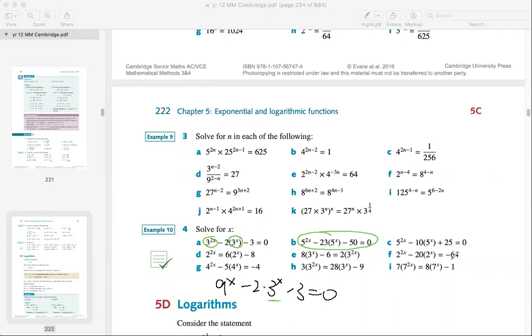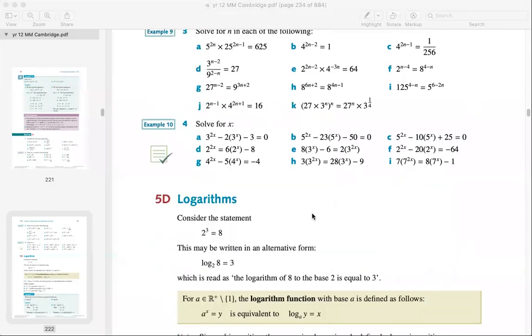Then after that, checking. So until now, we've done the exponential functions with graphs and with calculations. For our next videos, we're gonna start to do the 5D, which we call logarithms.